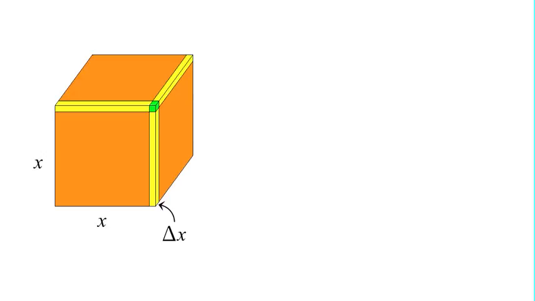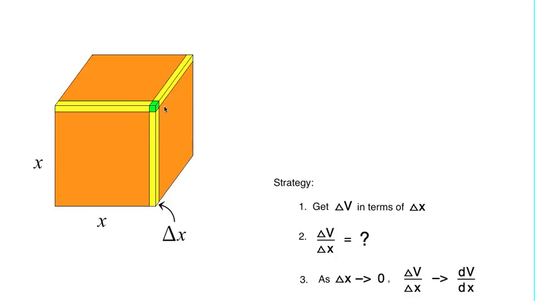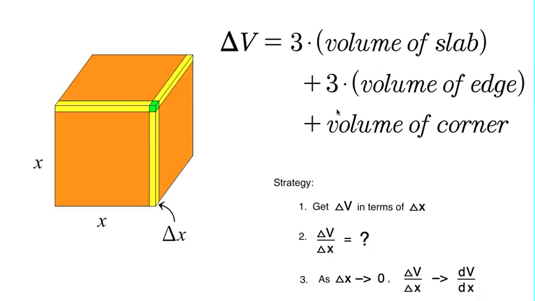Now let's look back at our strategy. What do we want to do about this? We've divided the change in volume into 7 pieces here, the 3 slabs, the 3 edges, the corner. And the strategy says we want to get this change in volume in terms of the change in the side. So let's first write down that change in volume. Slabs, there are 3 of them. Edges, there are 3 of them. Corner, there's one of them. Okay, so that's the total change in volume, but we want to get it in terms of delta x.